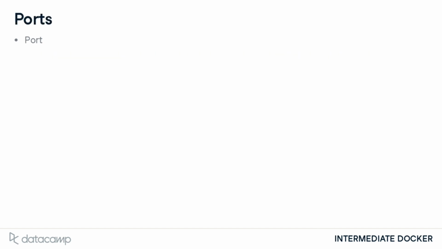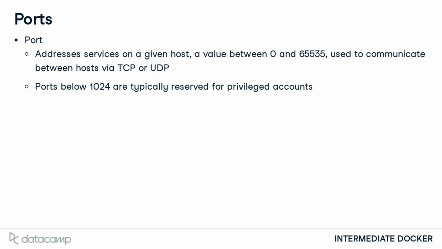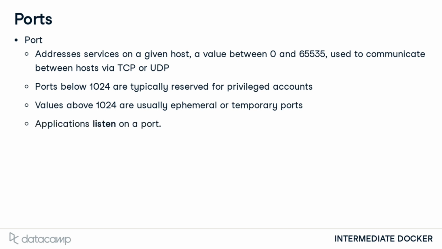Both TCP and UDP require a port value, a method to address different services on a given host via TCP or UDP. The port is a value between 0 and 65,535. Values below 1024 are typically reserved for privileged accounts like root. Values above 1024 are usually referred to as ephemeral or temporary ports. Another important concept is that application servers are said to listen on a given port. This means that it waits for new connections on that port and responds to clients from it.